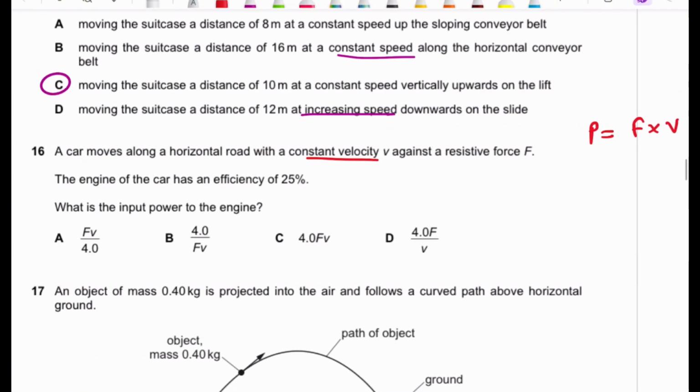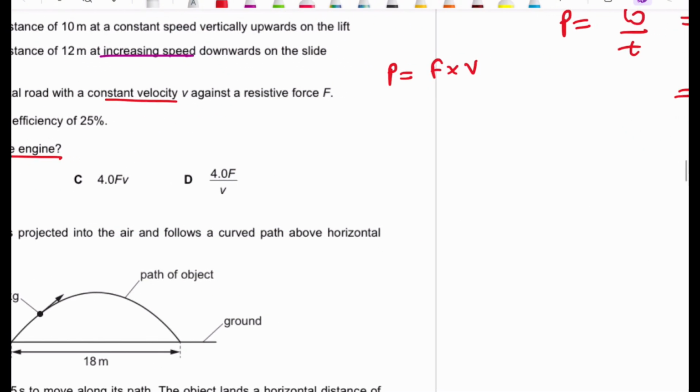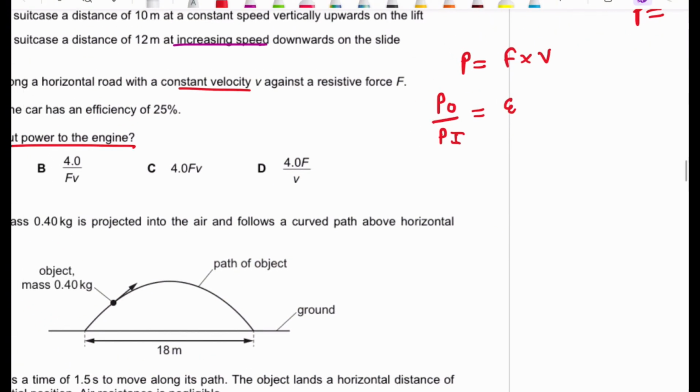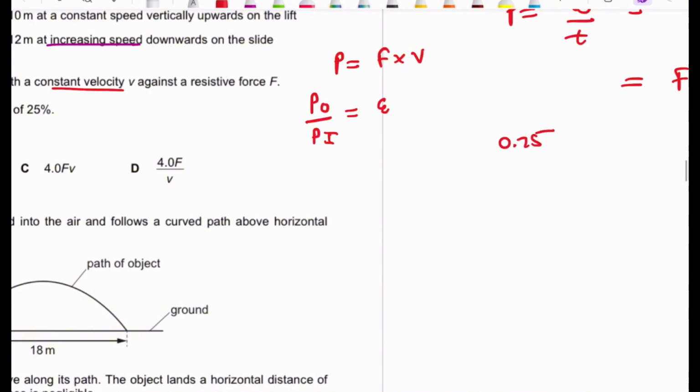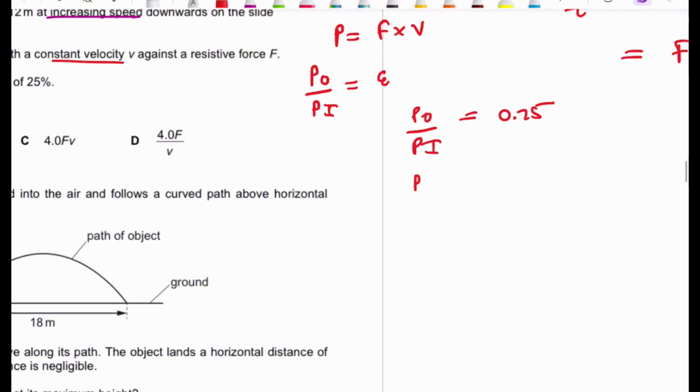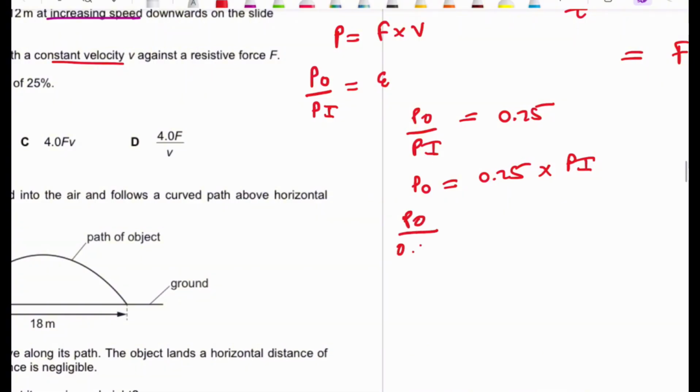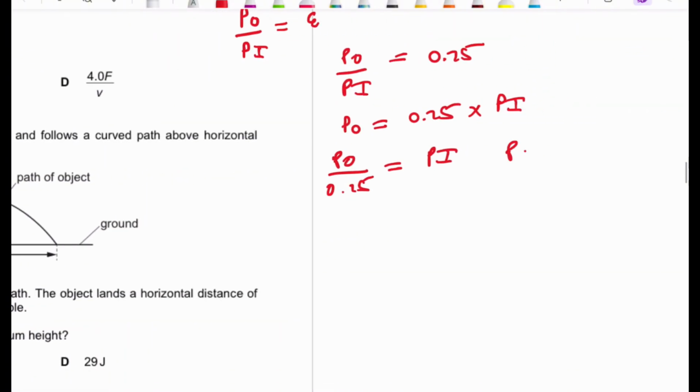Okay, we know that. And we want to find the input power to the engine. So how do you find this? We know that the power output divided by the power input is equivalent to your efficiency. But your efficiency is 25%, which is just 0.25. So power output divided by power input is equivalent to 0.25. So your power output is 0.25 multiplied by your power input. So your power output divided by 0.25 is equivalent to your power input. So your power output multiplied by 4 is going to be your power input.